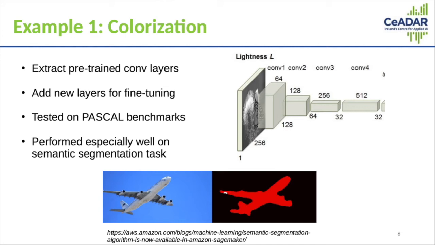This is the task of shading images automatically depending on where different objects are. Here's an example of an image being segmented based on the presence of a plane or not. It was found by these researchers that their pre-trained network got very close to state-of-the-art performance in this semantic segmentation task.